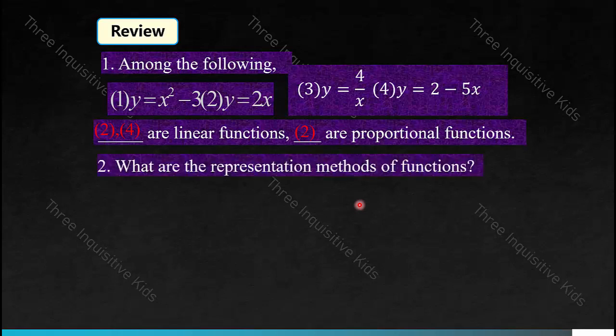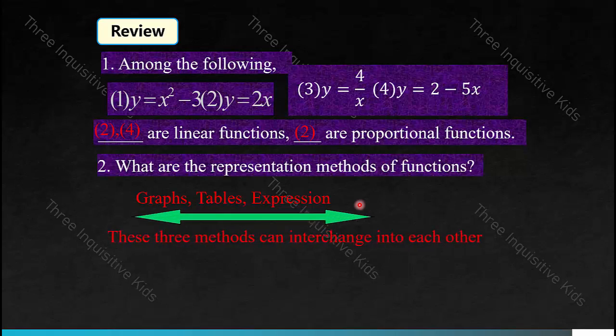2. What are the representation methods of functions? Well, we can use graphs, tables, or the relational expression form. All 3 of these methods can be transformed into each other. For example, if you have a graph, you can turn it into a table or into an expression. If you have an expression, you can transform it into a graph or a table form. If you start with a table form, you can turn it into the expression form or the graph form of a function.